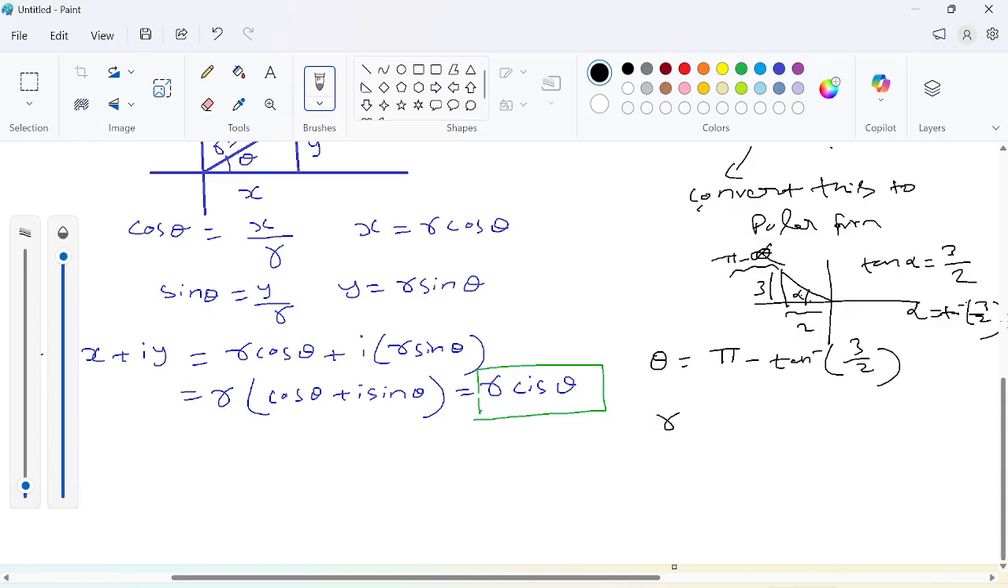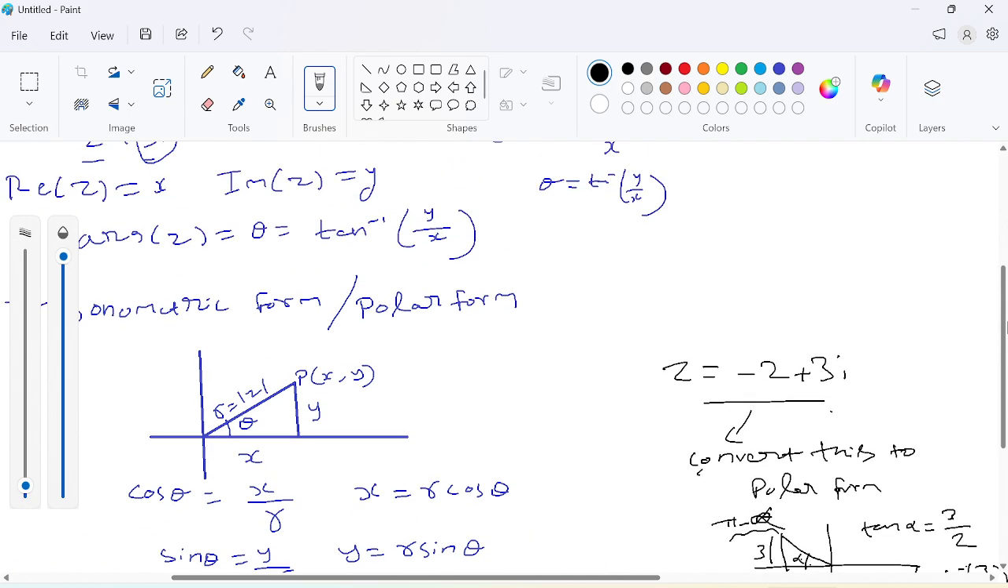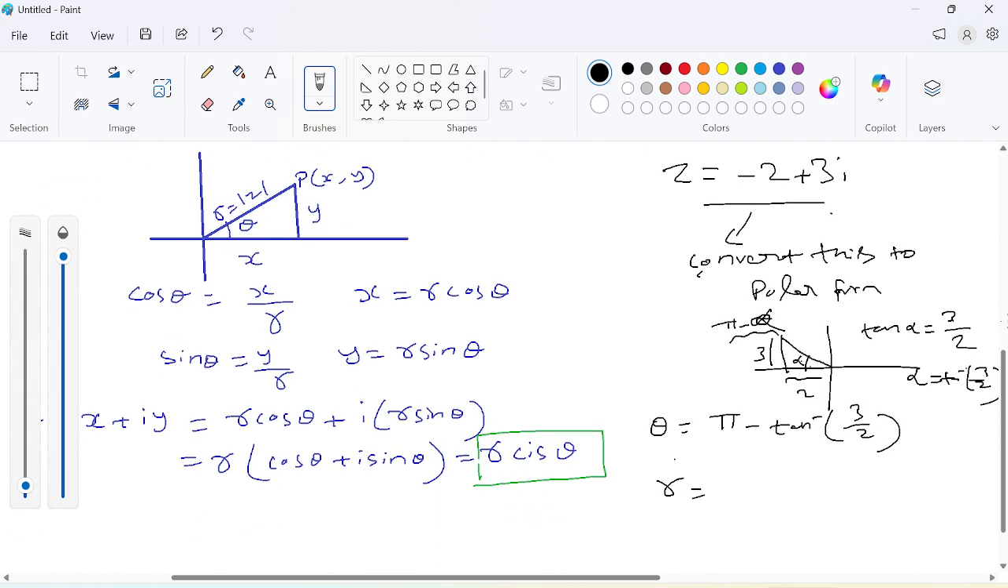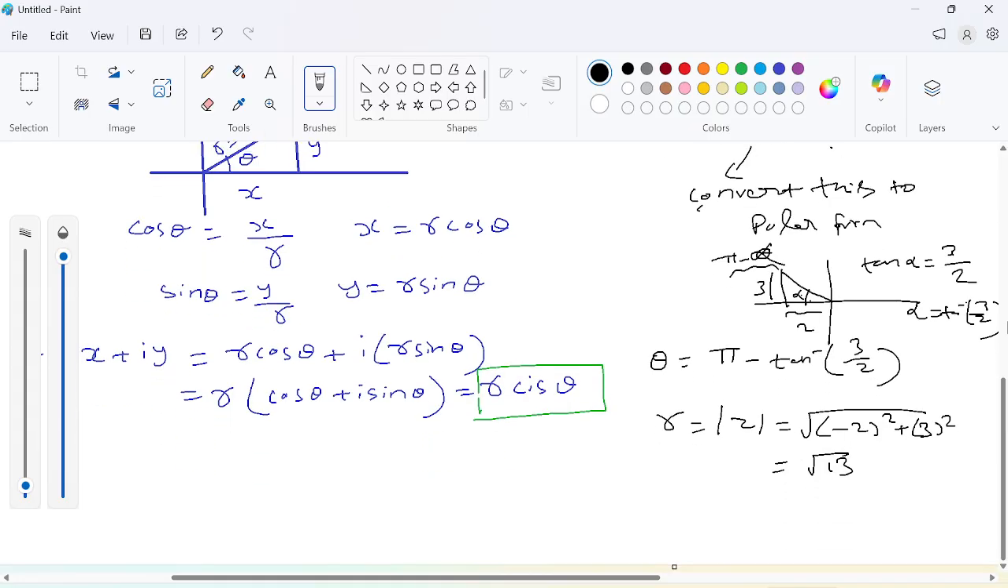Then what is r? r will be your argument. Argument is what? Which is nothing but the modulus of z. r is your modulus of z, which is the square root of (minus 2) whole square plus 3 whole square, which will be root 13. So then what is your complex number? z is equal to r cos theta, that is root 13 cos theta.